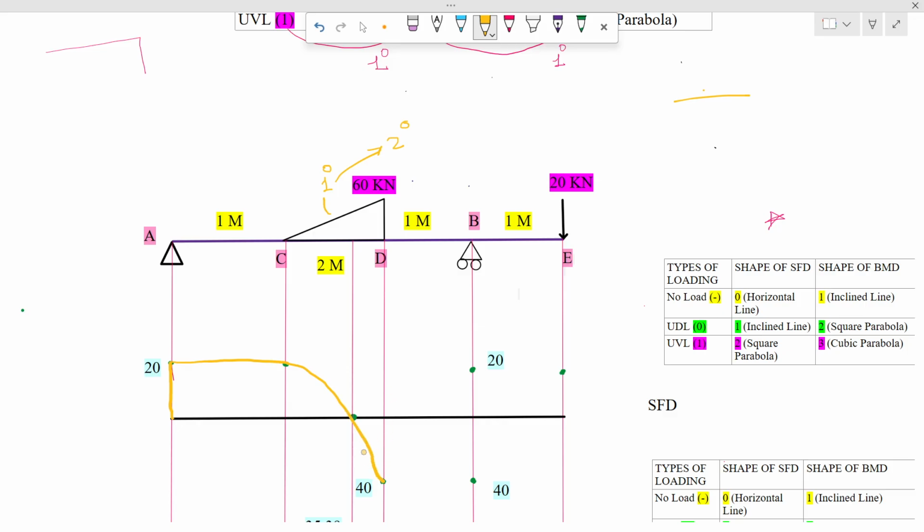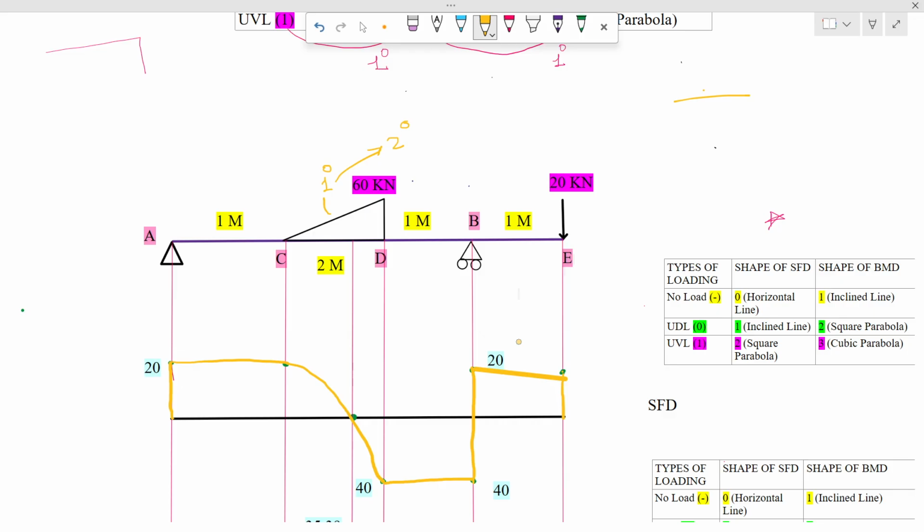Now D to B, there is no load, so it will be a horizontal line. Now there is a point load, that's why we'll go up. Now B to E, again there is no load, so a horizontal line. And this is the end of the beam, so you'll come down. So this is the way you can draw the shear force diagram.